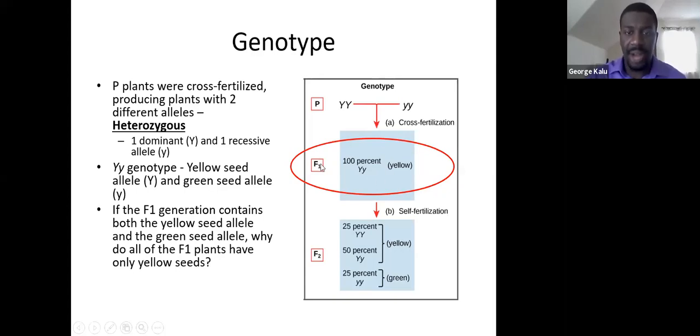Now, looking at the F1 generation, we see that all of our offspring, 100% of our offspring, show up as having yellow seeds, even though they have one copy of the dominant yellow seed allele and one copy of the green seed allele. Why would that be the case? Do we have an idea why we would see all yellow seeds here instead of seeing some green in the F1 generation? Right, yellow is dominant, exactly. So the yellow is dominant, and it's going to be showing up and masking the other one. We'll take a look at that in a little more detail going forward.